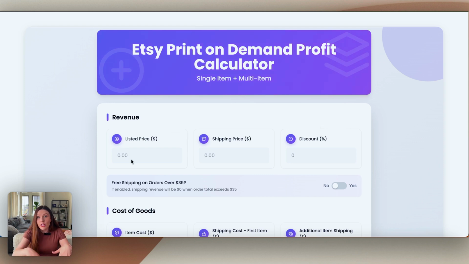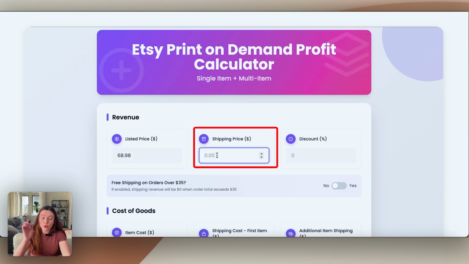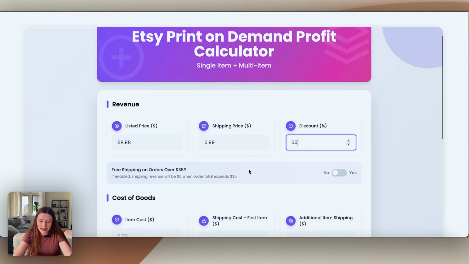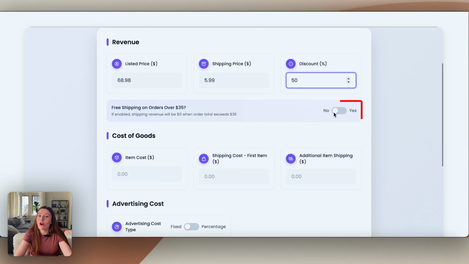So I'm just going to start putting in the information that we found from that listing. We know that they were charging $68.98 for the hoodie, and their shipping price for that hoodie on Etsy, the customized Father's Day one, was actually $5.99. So they were charging a shipping fee for this product. They were offering a discount of 50%. Keep in mind that it is a big discount and that's going to get people to your shop. They weren't offering free shipping over $35, so I'm going to leave that toggle off.